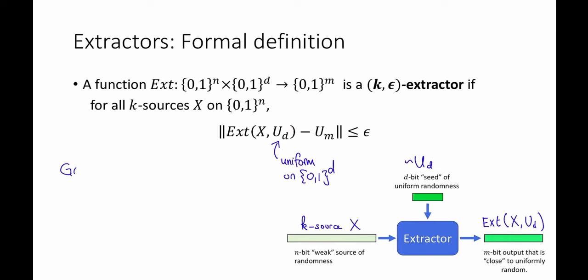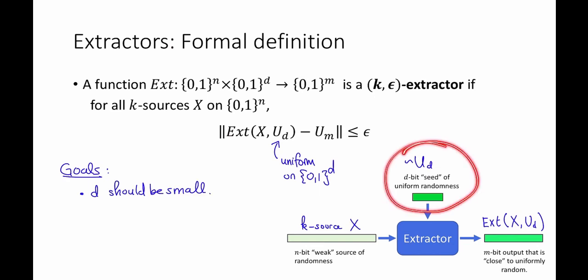So what should our goals be in terms of parameters for this extractor? Well, first, we would like d to be as small as possible. That's because for our seed of length d, we need actual uniform randomness. And of course, the whole point of this motivation was that we don't actually have access to that. We'll come back to that a little bit more on the next slide.